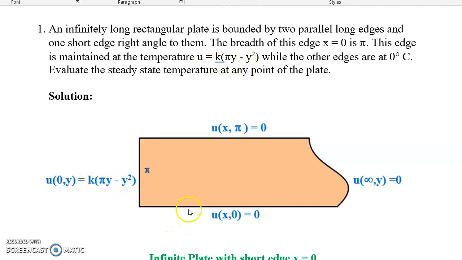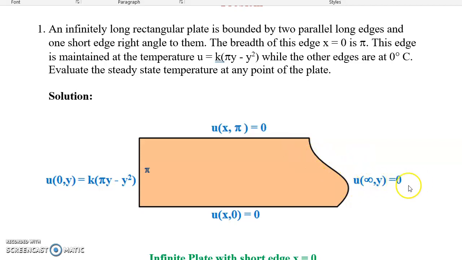Now look at this particular edge. When you observe this edge, x is moving, but y along this edge will be 0. So that's why you have u(x, 0) equal to 0. Now come to this upper edge. Here x is variable, so x will be x only. But what will be y along this edge? Y along this edge will be this distance. What is this distance? Pi. So y will be pi here. So this is u(x, π), which is again equal to 0.